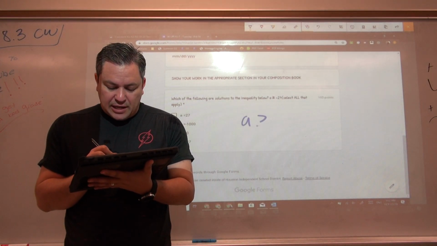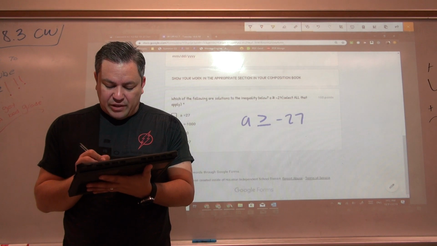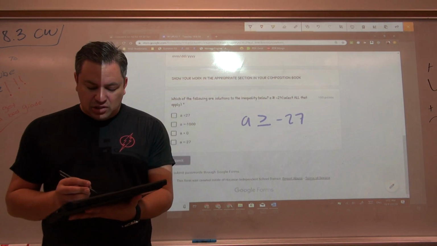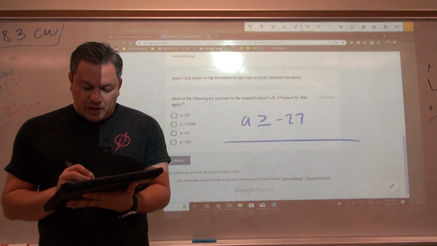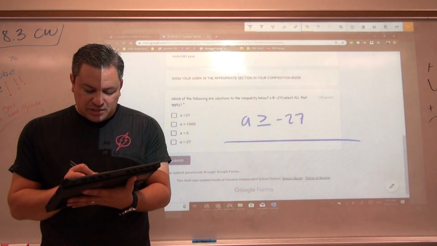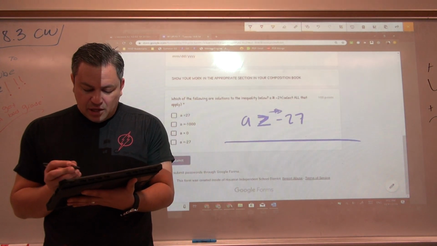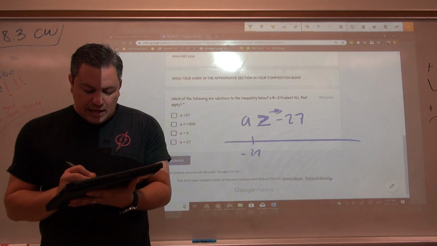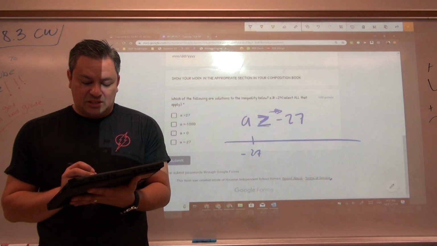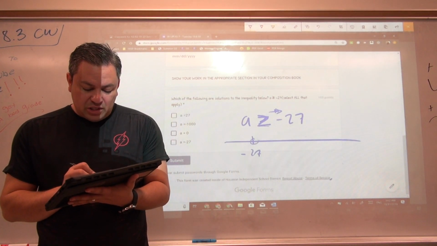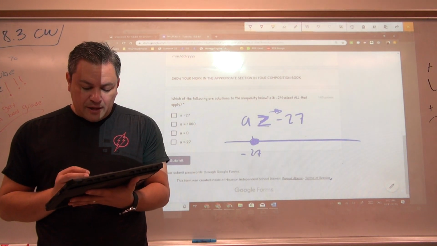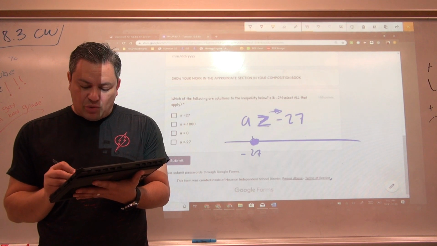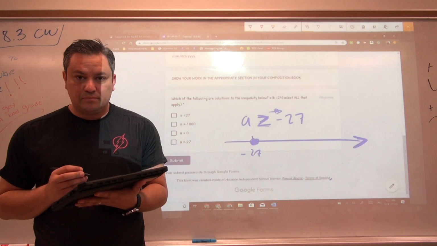A is greater than or equal to negative 27. Again, putting this on the number line, it is pointing to the right, because you can see the little tip going this way. So you're going to have negative 27. Now, the little line on the bottom means it is greater than or equal, so that is a closed circle. And it has to be everything to the right of it, going this way.